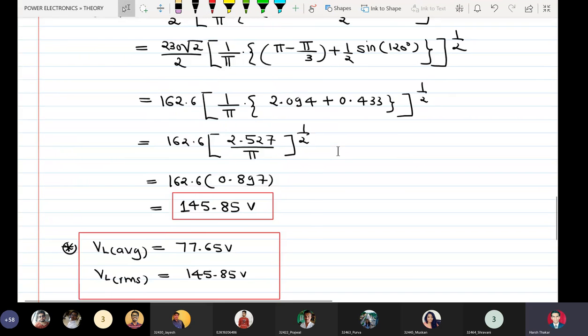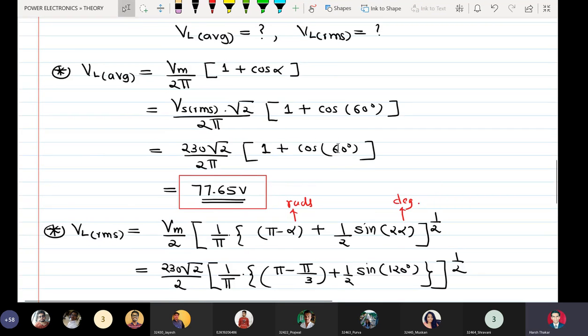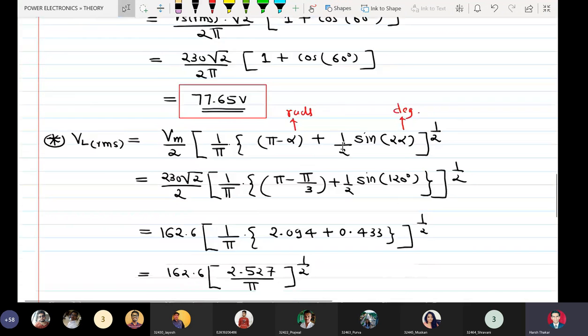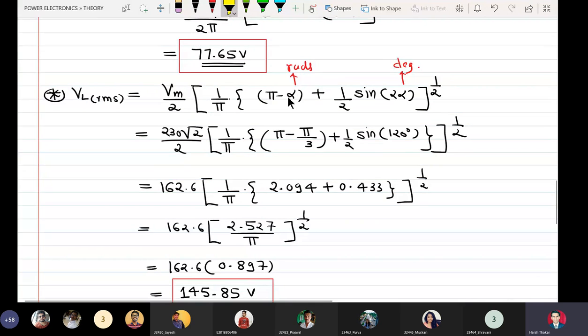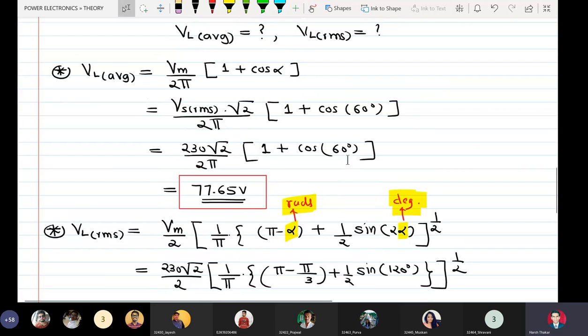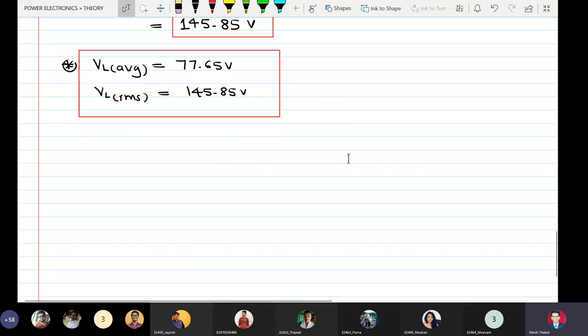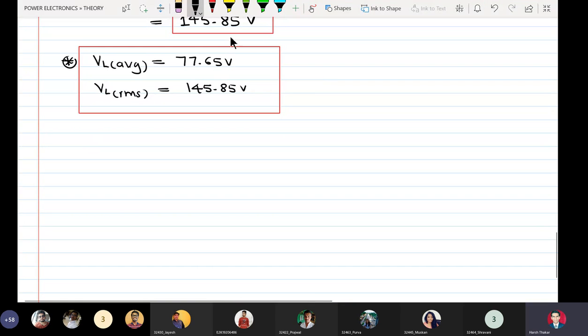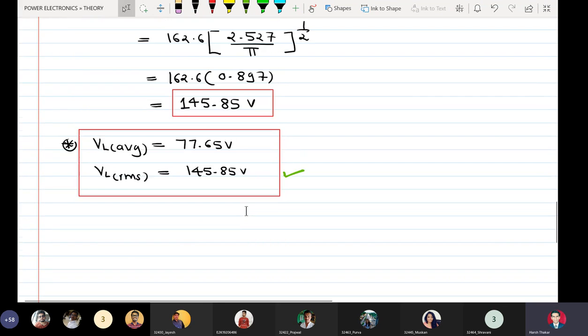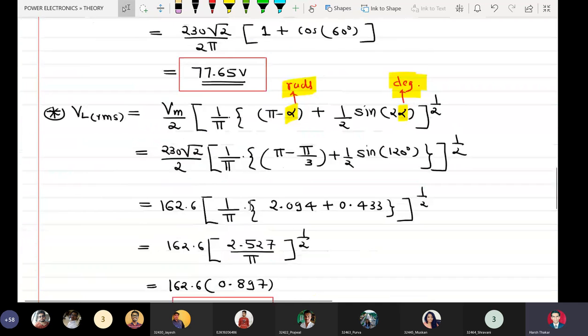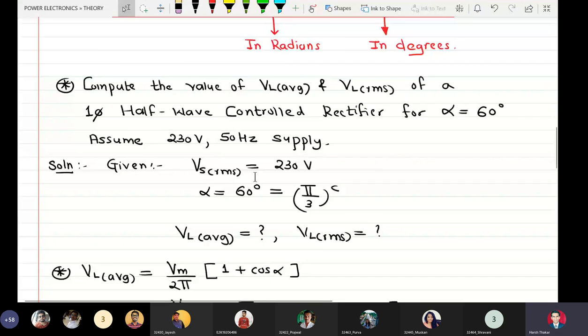So why I taught you how to compute it: once formulas are known, still students tend to make mistakes because they do not take care that the alpha here is in radians, but it has to be taken in degrees. It's very important to know. And especially in systems like AC voltage controllers, this kind of computation is needed to find the performance of the system. Okay, so now how to extend these formulas.